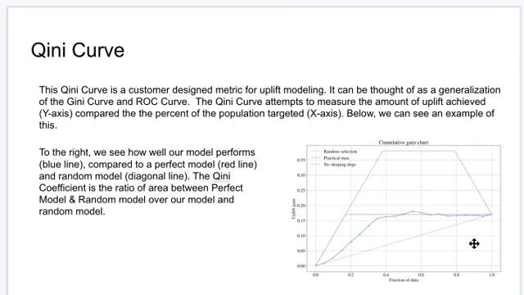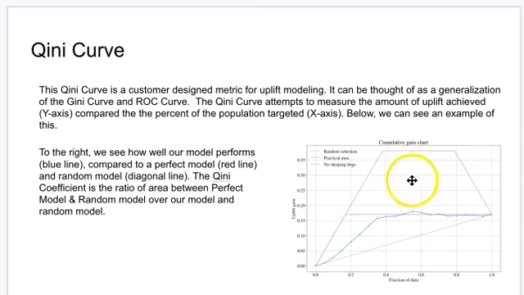And again, as I mentioned, this is a kind of generalization of the Gini metric, and it's actually called the Qini curve. I believe I'm pronouncing that right. I haven't actually heard anybody pronounce it, so just FYI on that. So here we can see in the right-hand corner what an actual chart like this might look like.